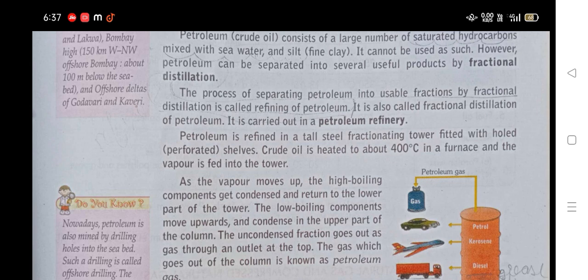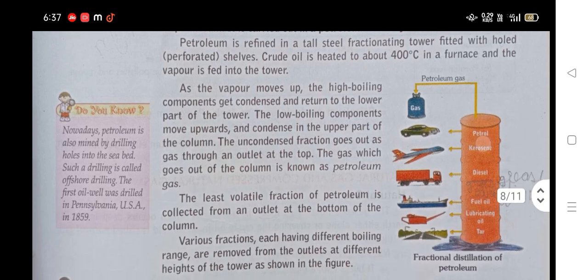Petroleum is refined in a tall steel fractionating tower fitted with holed shelves. Crude oil is heated to about 400 degrees Celsius in a furnace and the vapor is fed into the tower. As the vapor moves up, the high boiling components get condensed and return to the lower part of the tower. The low boiling components move upward and condense in the upper part of the column. The uncondensed fraction goes out as gas through the outlet at the top.